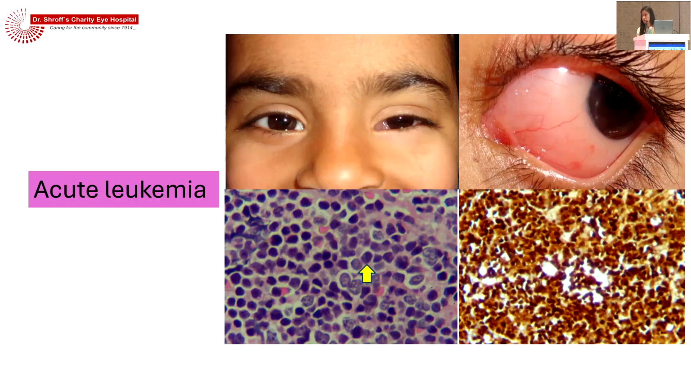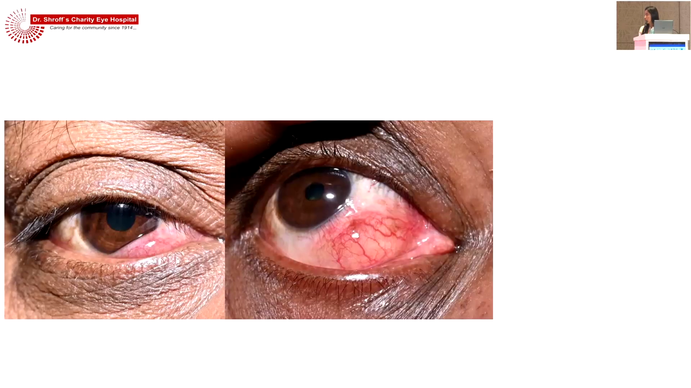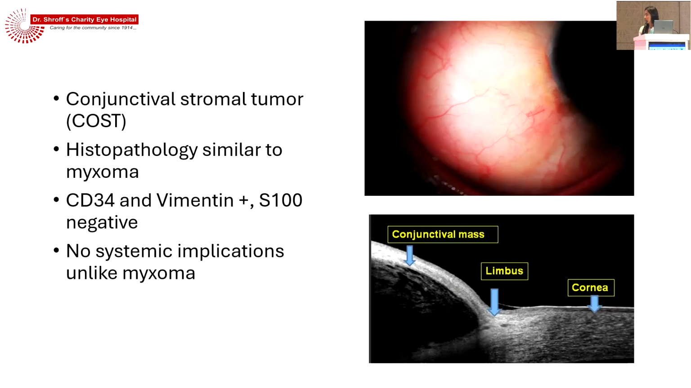Pardon? Yeah, orbit, all the workup was done because if it's a lymphoma or leukemia is the diagnosis, most of the time the job of the ocular oncologist is to diagnose the lesion. The rest of the treatment and workup is taken care of by the pediatric oncologist. So Dr. Feroz has again covered cost.